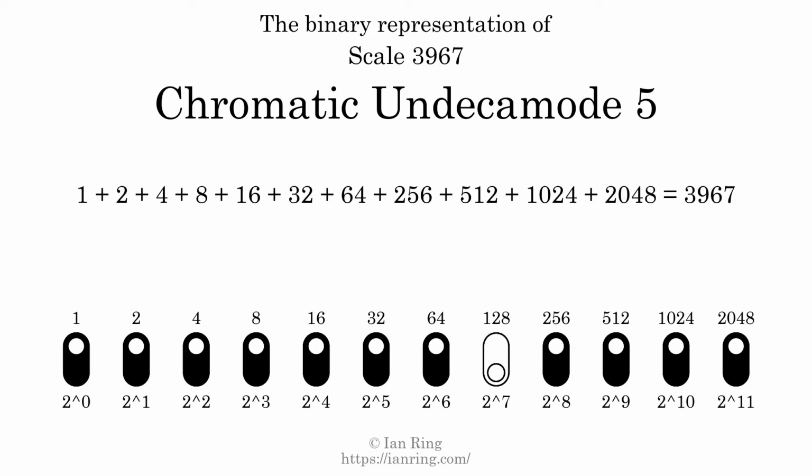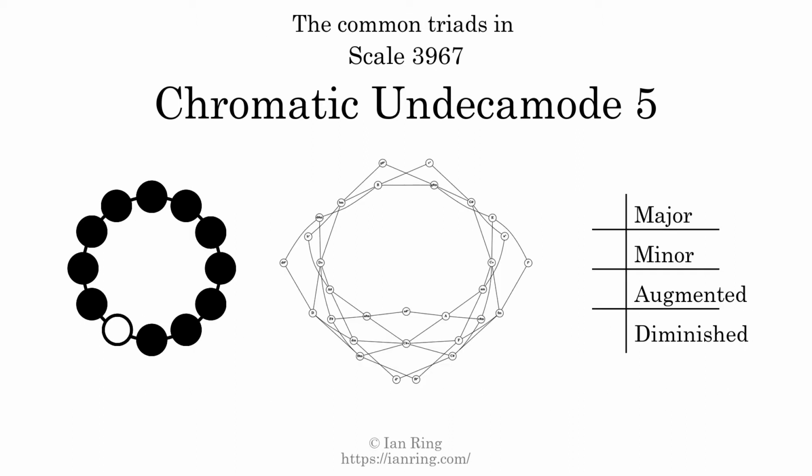3967. The scale number not only enumerates the scale with a unique index, but it also literally describes the tonal content of the scale. Represented as a binary number in base 2, the scale number is 111101111111. Here are the common triads present in this scale.